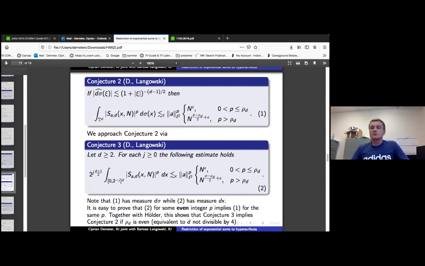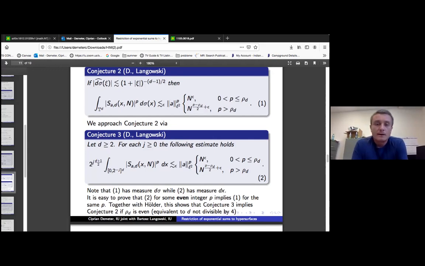So conjecture 3 looks fairly different. It's also about LP moments of the same exponential sums, except that we replace the singular measure d sigma with the Lebesgue measure dx, and we replace the full torus with a subset of the torus, namely a cube of length 2 to the minus j, and then there is that weight on the left, 2 to the j(d plus 1)/2, but the critical exponent doesn't change. It's the same rho d, and it's the same estimate on the right.